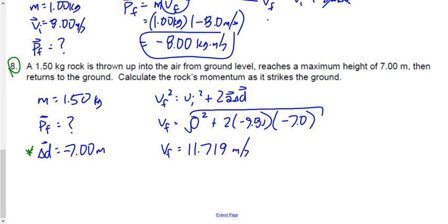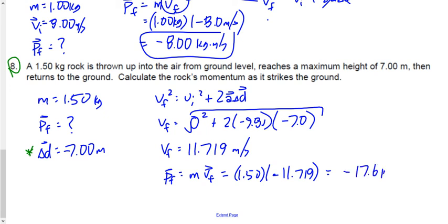-11.719, right? Make sense? So we're going to say PF is equal to M times VF, which is 1.50 kilograms times -11.719. Or you could say 11.719 downwards. Okay, multiply that by 1.5. And we get -17.6 kilograms meters per second, or I could say 17.6 down.